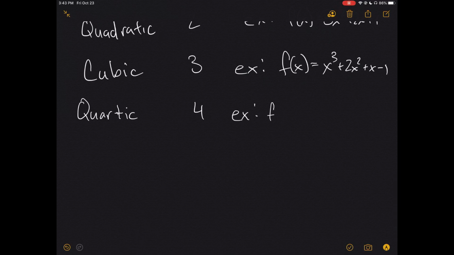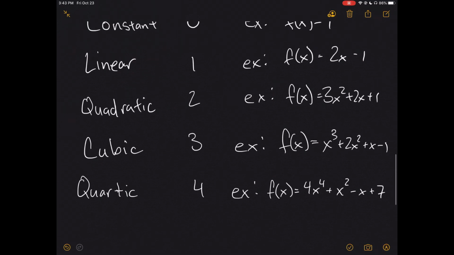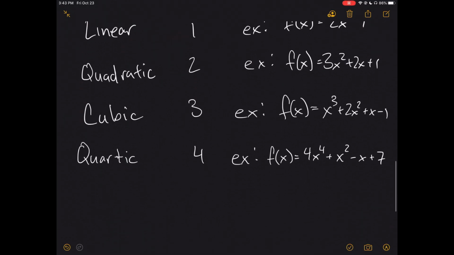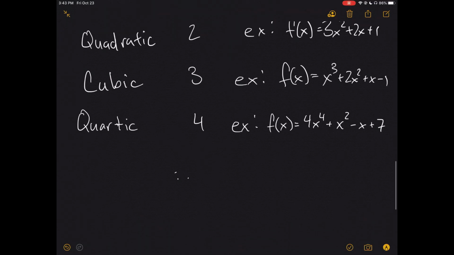And then finally, fourth degree, which we call quartic. That's something like 4x to the fourth. And maybe we're missing some terms, so maybe it just goes to x squared minus x plus 7, right? We don't necessarily have to have the x cubed. It's defined by that highest degree term being 4x to the fourth. Okay, so on and so forth. We could have 5th degree, 6th degree, 7th degree, and all of that is determined by what the highest degree term is. If the highest degree term is an x to the 8th, then we have an 8th degree polynomial. It doesn't matter what other terms come in, so long as they're all less than that x to the 8th, right?